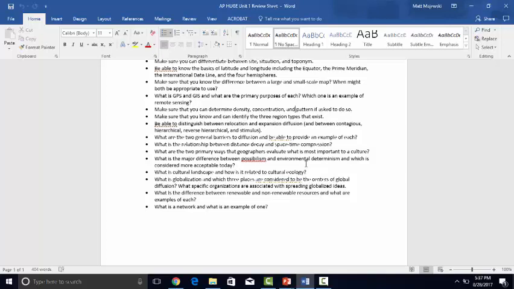What's a network and what's an example of one? I talked about this in class today. It's in your need to know final notes. A network is when places and people are linked together in a system that connects them through transportation, like roads and highways, through communication, like communication lines, like the internet. It can be connections through business, where businesses do a lot of business with one another between places.